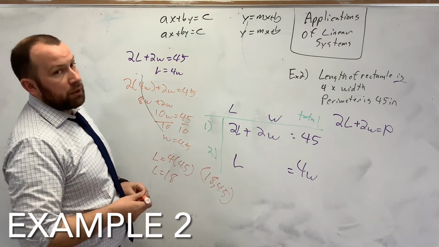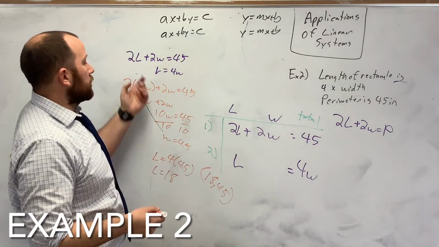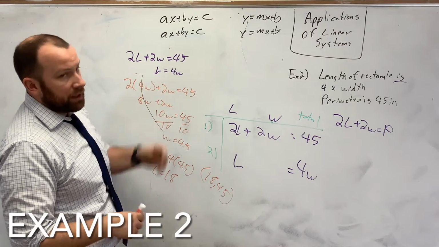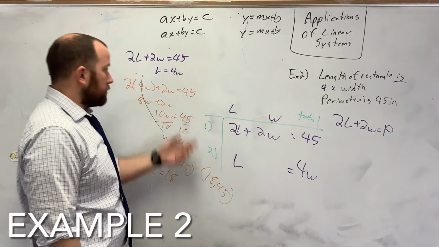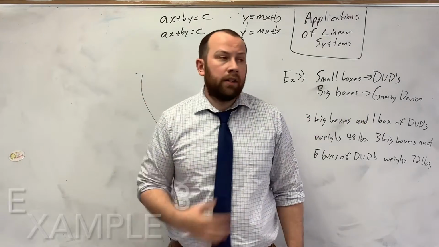Just do whatever method you want. The way I usually would do this is I would actually solve for L and set them just equal to each other. That's just the way I like to do it, but that's how it's set up. All right, here's our next one.